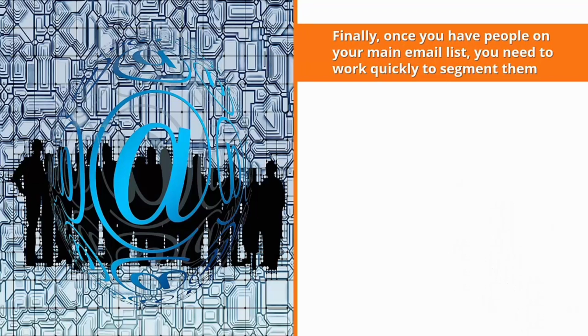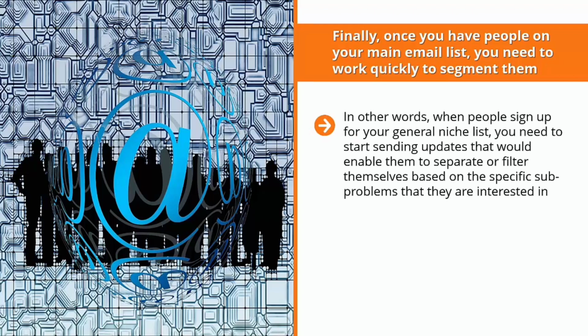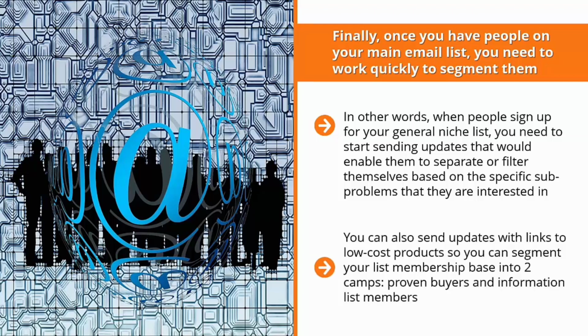Finally, once you have people on your main email list, you need to work quickly to segment them. In other words, when people sign up for your general niche list, you need to start sending updates that would enable them to separate or filter themselves based on the specific subproblems that they are interested in. You can also send updates with links to low-cost products, so you can segment your list membership base into two camps: proven buyers and information list members. Once you have these two segmented lists going, you can then spend a lot more time trying to convert the proven buyers so they can buy higher dollar items.